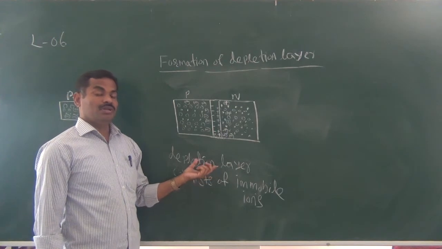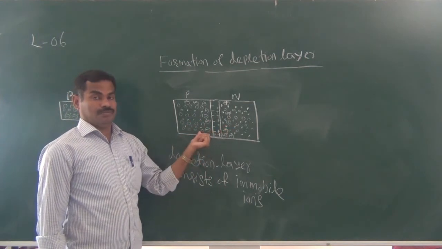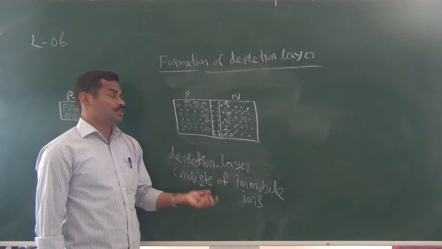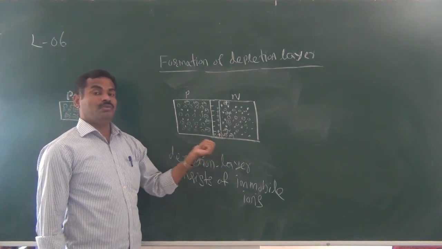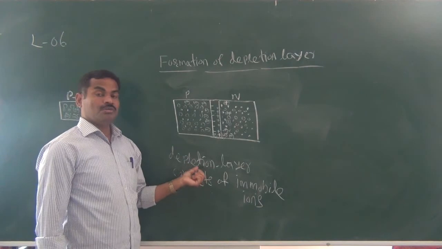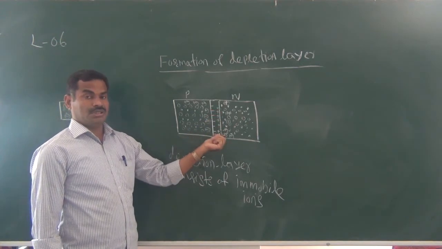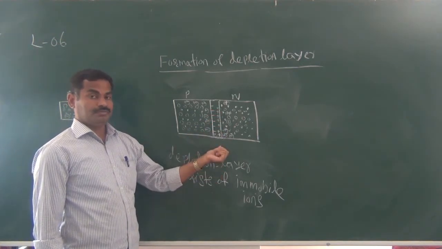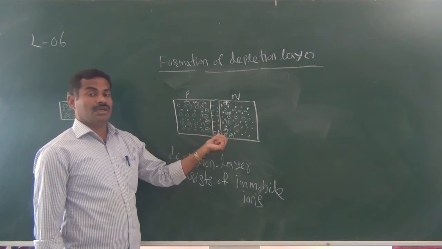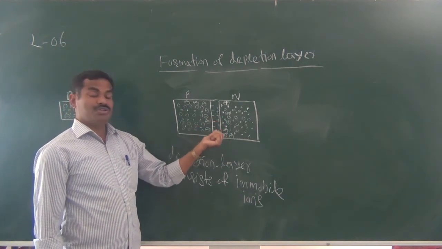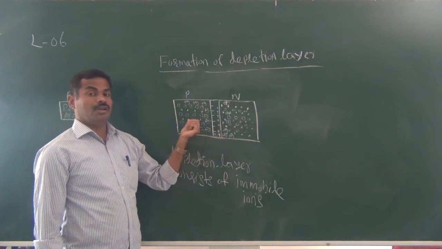Once the depletion layer forms, what happens? The further diffusion of electrons and holes will be stopped, because as I said, electrons will be repelled by the negative ions and holes will be repelled by the positive ions. It means further moving of electrons and holes will be opposed. This is the most important property of the depletion layer. The depletion layer is a layer in which you have only immovable charge carriers, the immovable ions. You are not having any electrons or any holes. And once the depletion layer forms, it opposes and stops the further diffusion of electrons and holes.